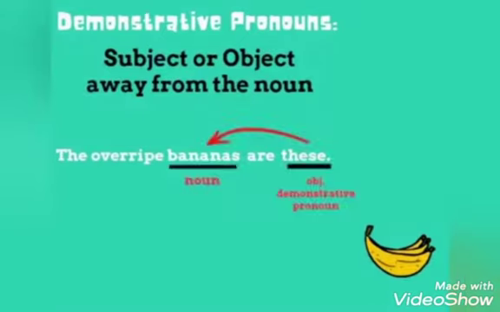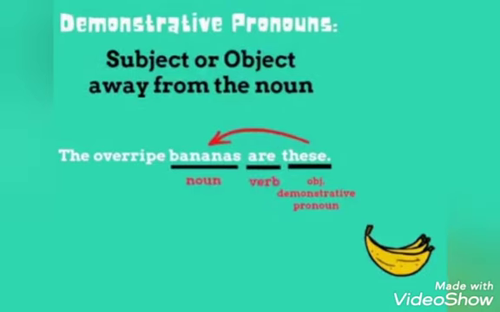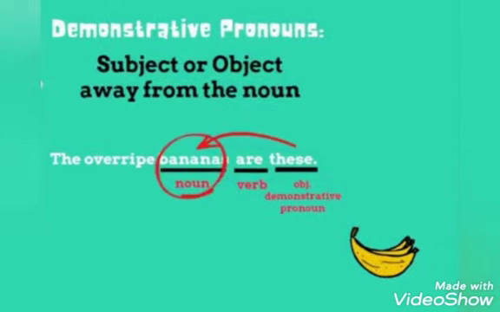Now, notice how you have the pronoun away from the noun that it is referring to, but this time the demonstrative pronoun comes after the verb. So the pattern is that you will have the demonstrative pronoun on the opposite side of the verb from the noun that is being pointed out. In this example, bananas is the noun that the demonstrative pronoun is pointing out.